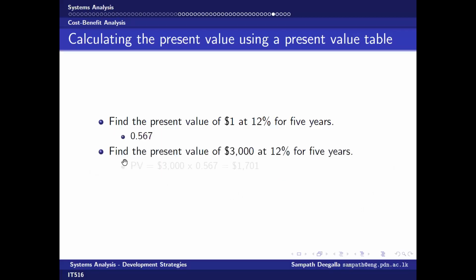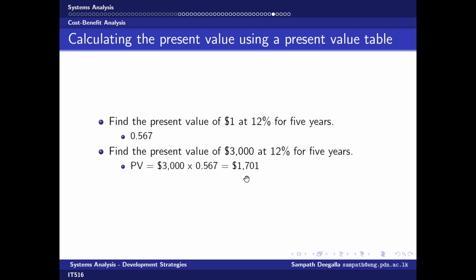Okay, now if you're asked to find the value of 3,000 for 12% for 5 years, right? For $1, we know it's 0.567, and you multiply with 3,000, that will be 1,701.